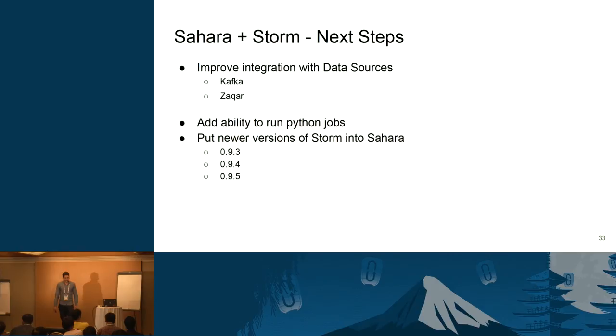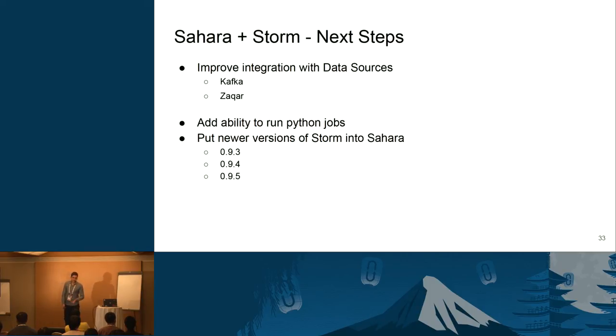So what are the next steps for us between Storm and Sahara? We're thinking of improving integration with data sources. Like if you want to use Kafka as a data source right now, you're going to have to create your Kafka cluster by itself and then make Storm communicate with it. We want to make that automatic. So if you choose to use Kafka, I want to have it all set up for you. And Michael has done some good work integrating ZooKeeper with Spark. So we're thinking of going in the same direction with Storm. So we want to make that work too.